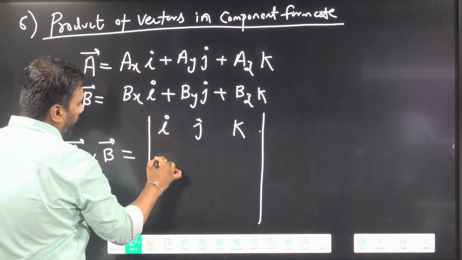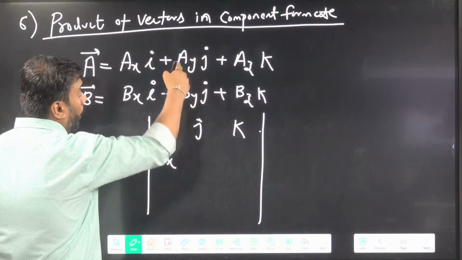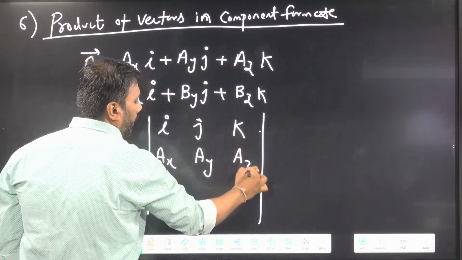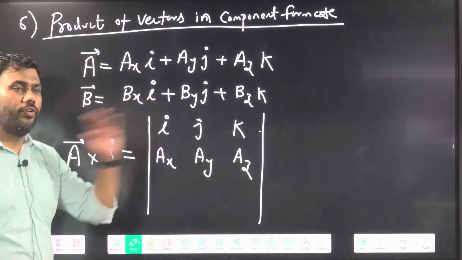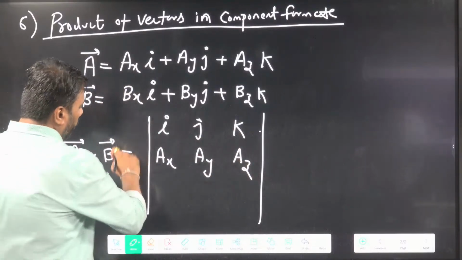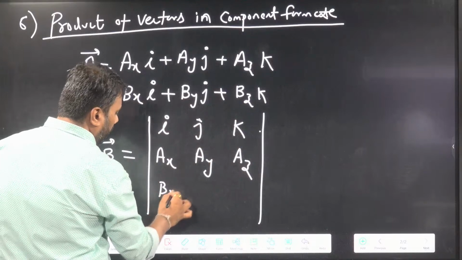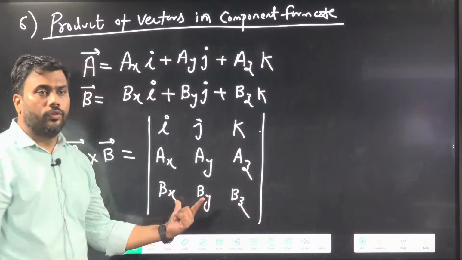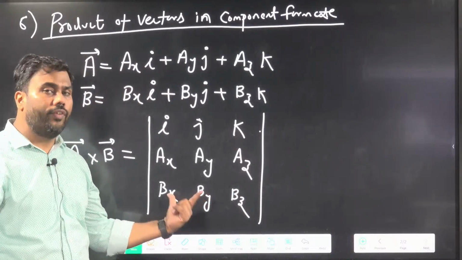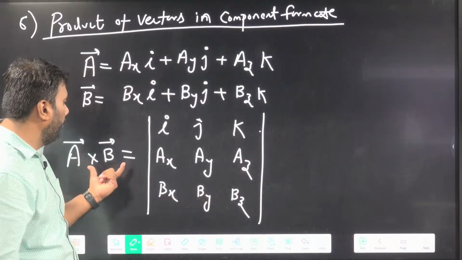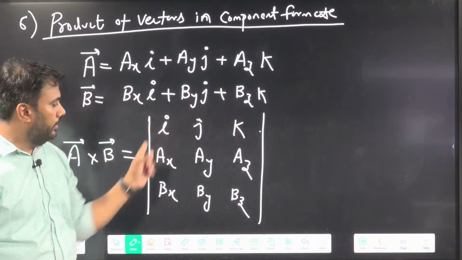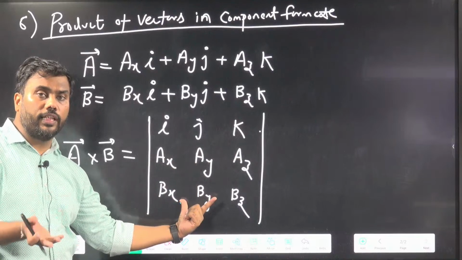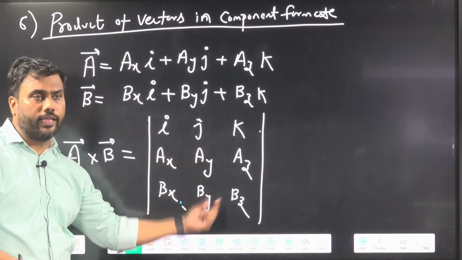So start with the components of A. X component of A, AX. Y component of A, AY. Z component of A, AZ. Then write the components of the second vector, which are BX, BY, and BZ. So start with i, j, k, write the components of the A vector, write the components of the second vector: components of first, components of second.